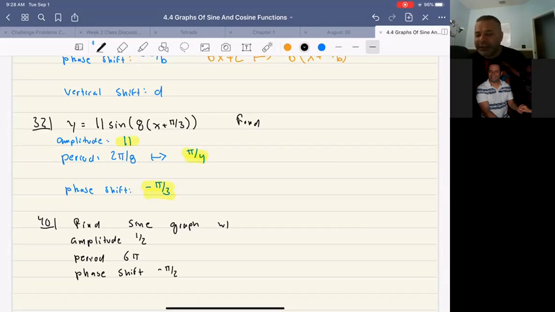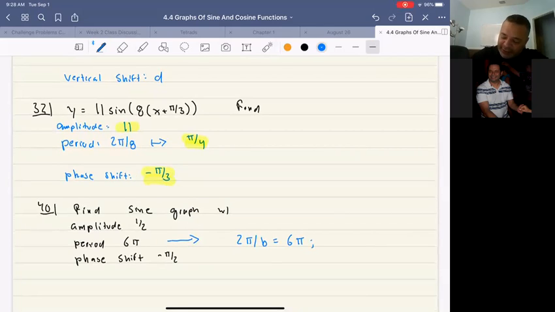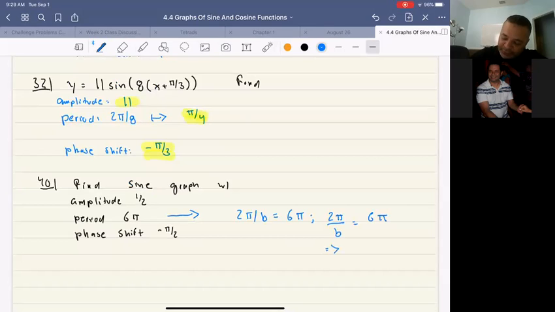So the only thing we really have to find is the B. From the period, we know 2 pi divided by B should equal 6 pi. So we're going to go ahead and do a little bit of algebra magic. Let me write this as 2 pi over B equals 6 pi. Then solving for B, B is going to equal 2 pi over 6 pi, which is 1/3.